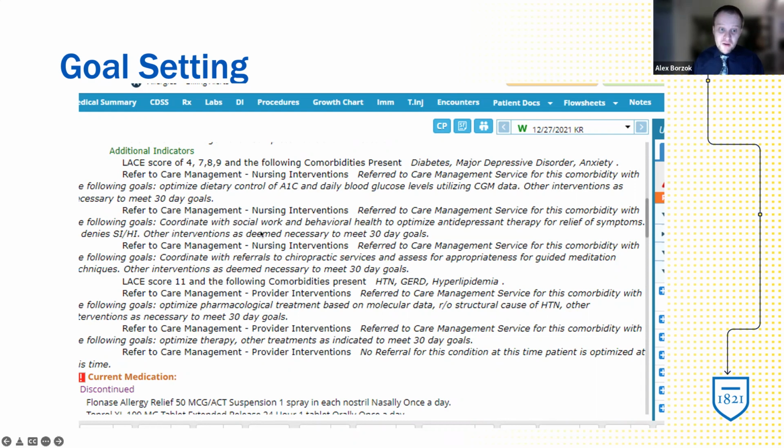And then while they're there in the visit, we've identified, first of all, whether or not they're at a higher risk of being readmitted to the hospital. Secondly, we have identified comorbidities that the patient does have that are highly frequent with patients of this particular LACE score with this rehospitalization risk.